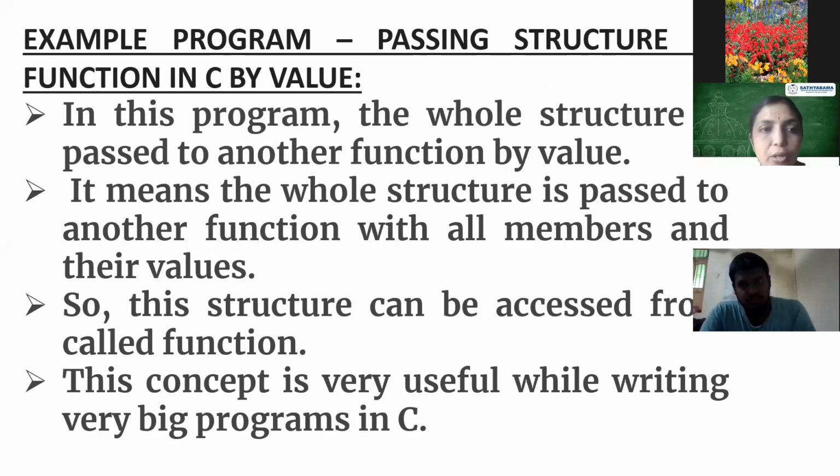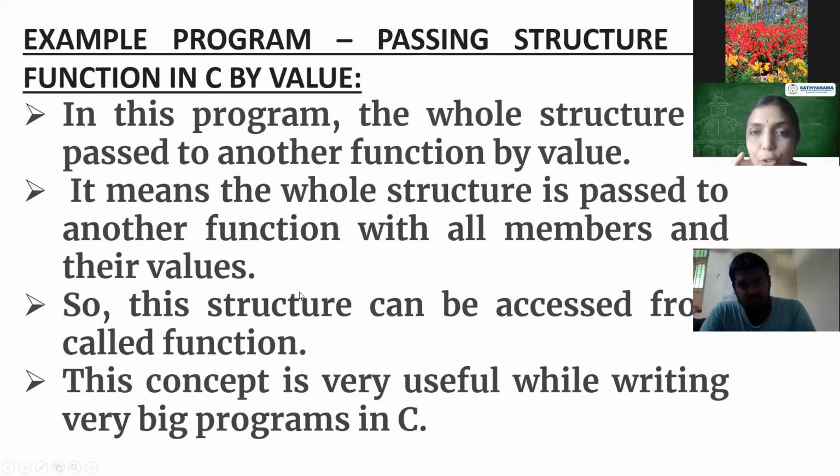In this program, passing a structure to a function in C by value, the whole structure is passed to another function by value. You are assigning a value to it, and that value is passed over there. It means that the whole structure is passed to another function with all the members and their values.